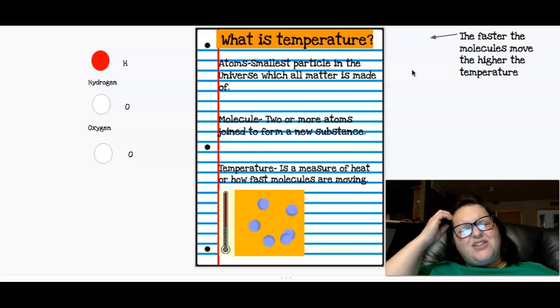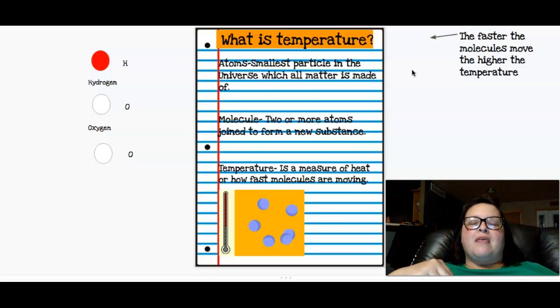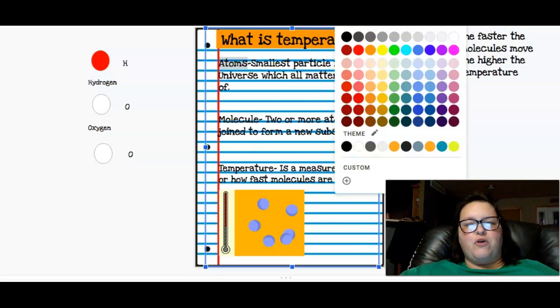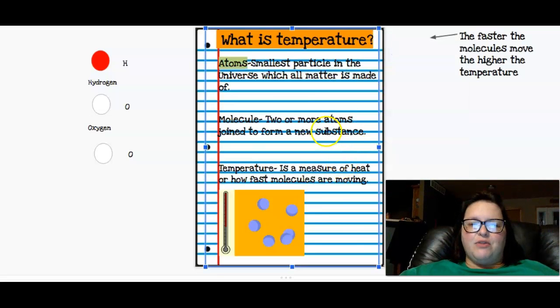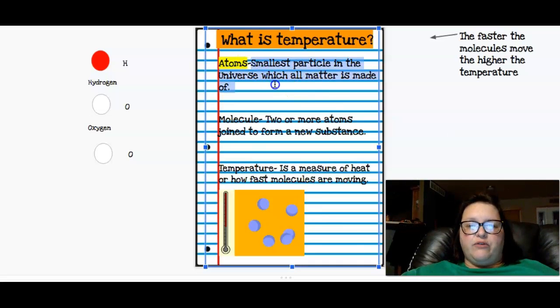So there are really two things you have to understand before you can understand temperature. Number one is what is an atom? I hope you've talked about atoms before, but if you have not, go ahead and write the word atoms down. It's atoms, like the science atoms, not your friend Atom. An atom is the smallest particle in the universe which makes up all matter.